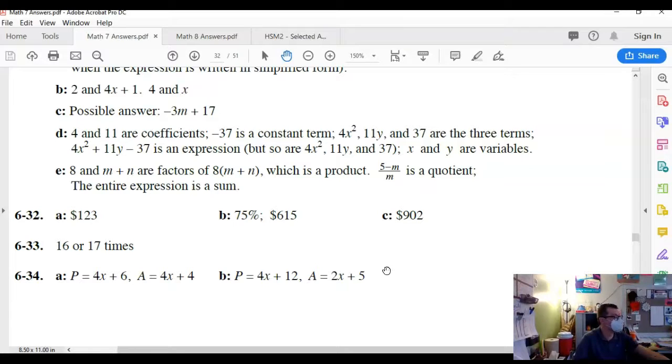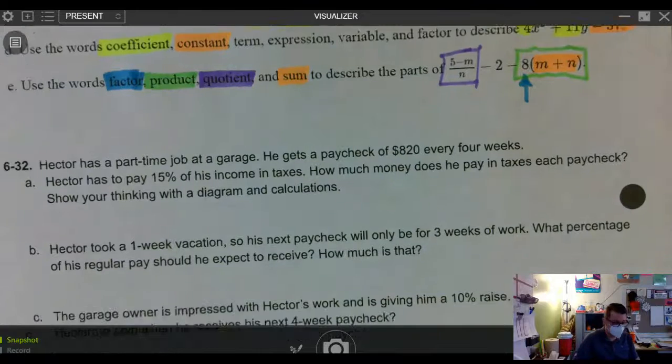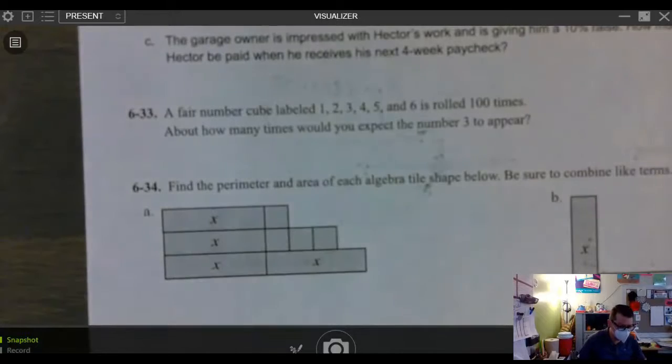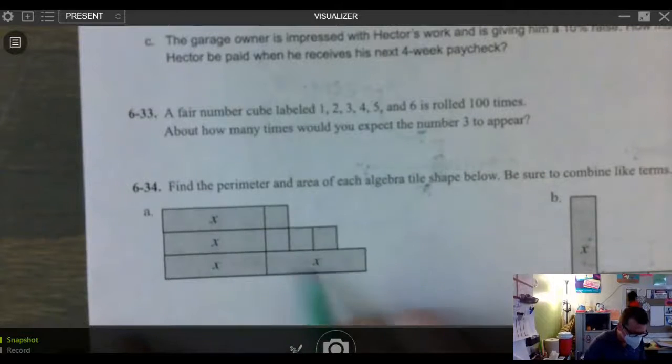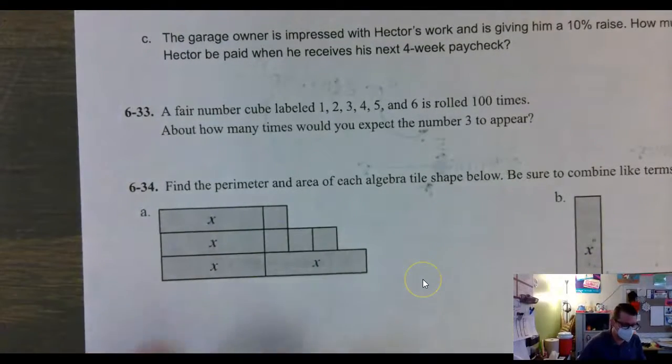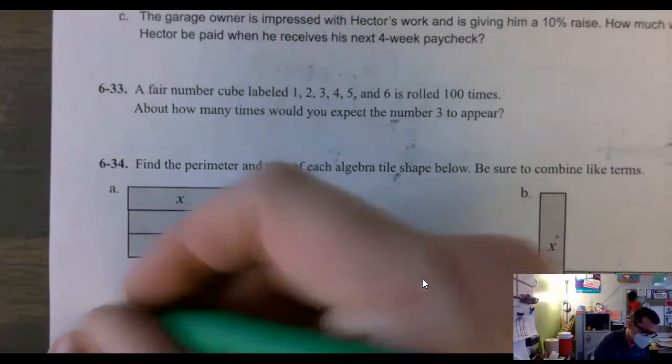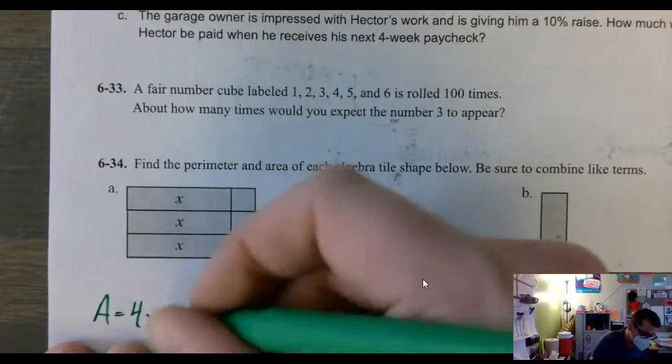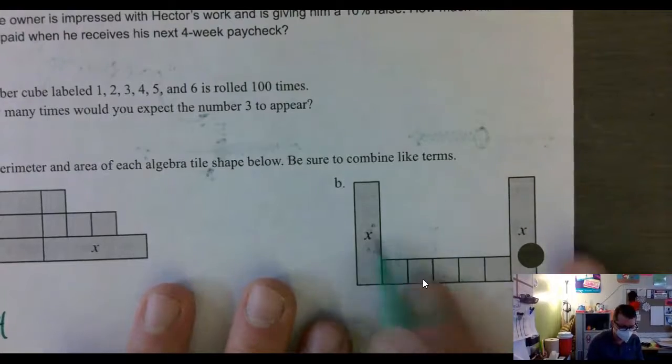Ooh, and Kylie. Sorry, Kylie, what's up? I've been confused for a lot, the area and the perimeter with the X tiles. Yeah, thank you for asking. So area is how much space they take up. I'll be honest here, area is easier. Perimeter's the tough part here. So area, I have 4 X's and 4 1 tiles, our area is essentially naming the group that we have. So my area here is 4x plus 4. My area over here, 2x plus 5.